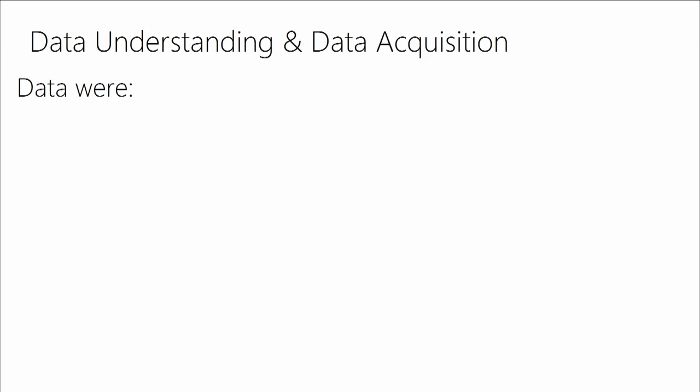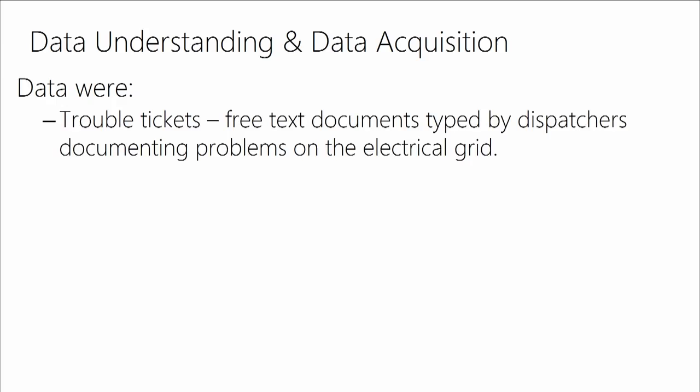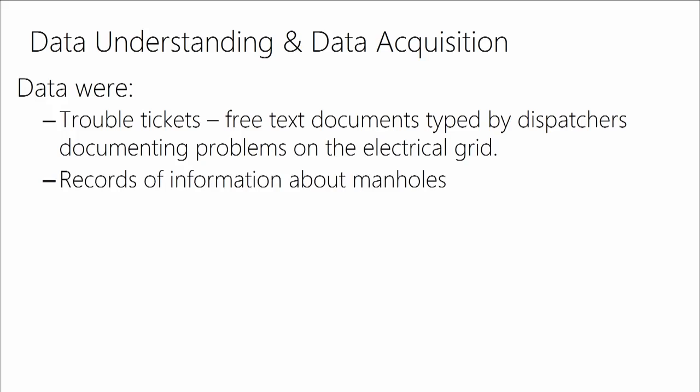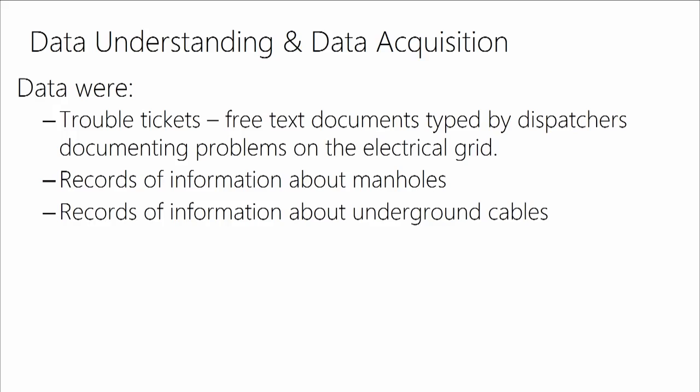So this is the second step, data understanding and data acquisition. Now, the data that we had were trouble tickets, which are free text documents that were typed by the dispatchers in the power company while they were directing the action of what to do about the problem. And they were typing this all in while this was going on. We also had a lot of records of information about the manholes, where they were located and what type of cover they had, and other basic information about the manholes, whether it was a manhole proper or a service box.